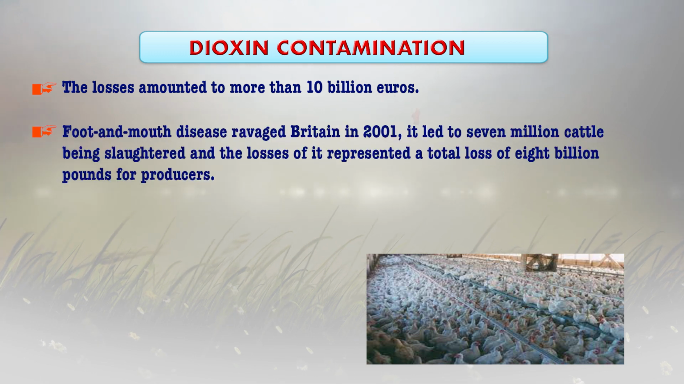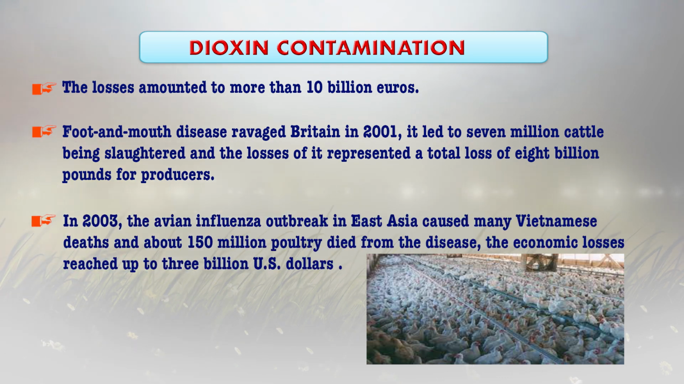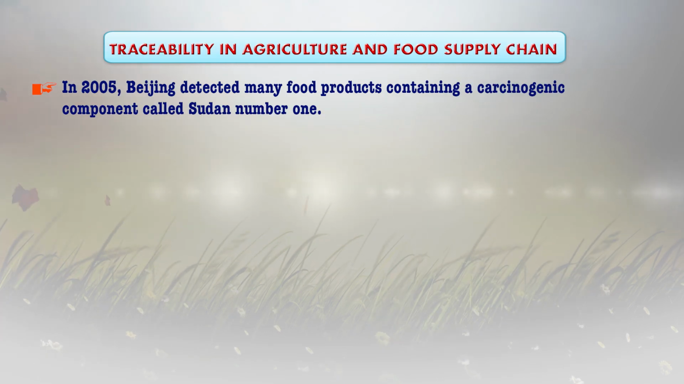And foot and mouth disease ravaged Britain in 2001. That led to 7 million cattle being slaughtered, and it represented a total loss of 8 billion pounds for the producers. In 2003, there was the avian influenza outbreak in East Asia, which caused many Vietnamese deaths, and about 150 million poultry died from that disease. The consequent economic losses reached up to 3 billion US dollars. And there are also so many other examples.